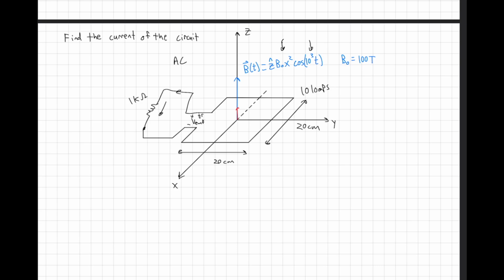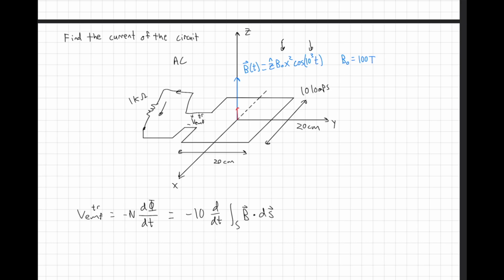First step is to find the motional EMF. So V_EMF is going to be equal to negative N times the change in flux, the magnetic flux going through this area, with respect to time. So this is going to be equal to negative 10, since we have 10 loops, times the time derivative of the magnetic flux, which is a surface integral of B dotted with dS.